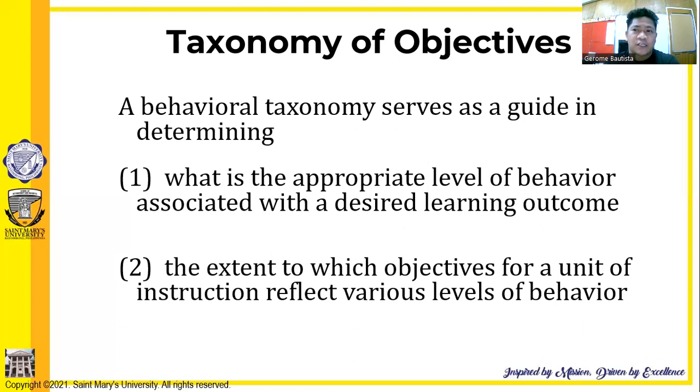So in the internet, my dear students, you will find there the words that you can use in constructing objectives, learning objectives, smart learning objectives, or we say smarter learning objectives. We have so many available references in the internet, which we can use as a basis to look for words that we can use in constructing or in writing learning objectives. So for the taxonomy that we are going to use, they can serve as a guide in determining what is the appropriate level of behavior associated with a desired learning outcome and the extent to which objectives for a unit of instruction reflect various levels of behavior. From the taxonomy, you can identify what level of thinking will be involved in our lesson.